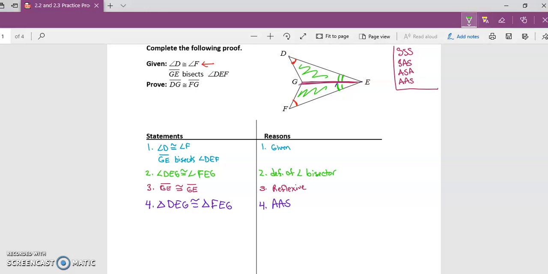Well, if those two triangles are congruent, then side DG must be congruent to side FG. And it's like we did with Joe and Max in that other video. DG must be congruent to FG because they are corresponding parts of congruent triangles. It must be congruent. So you're not done with your proof until you get to that statement. So we just needed CPCTC on that one.